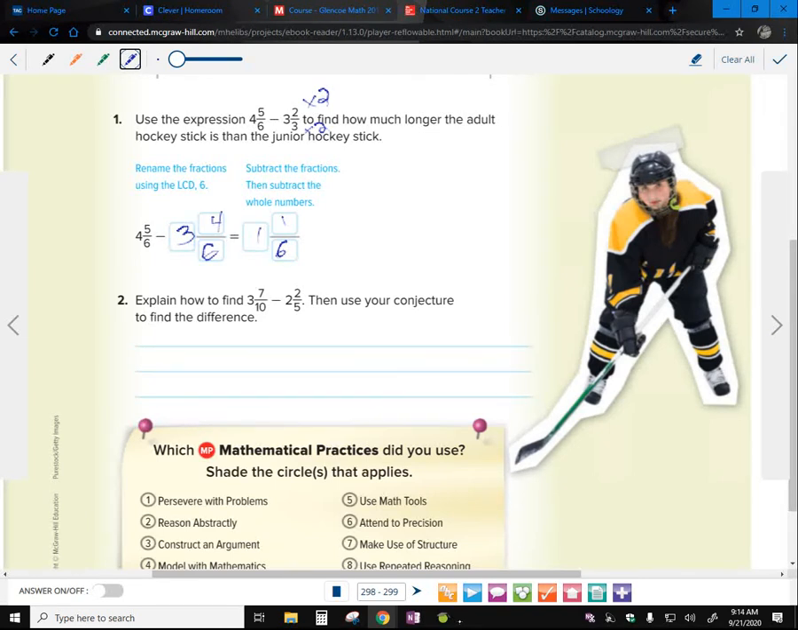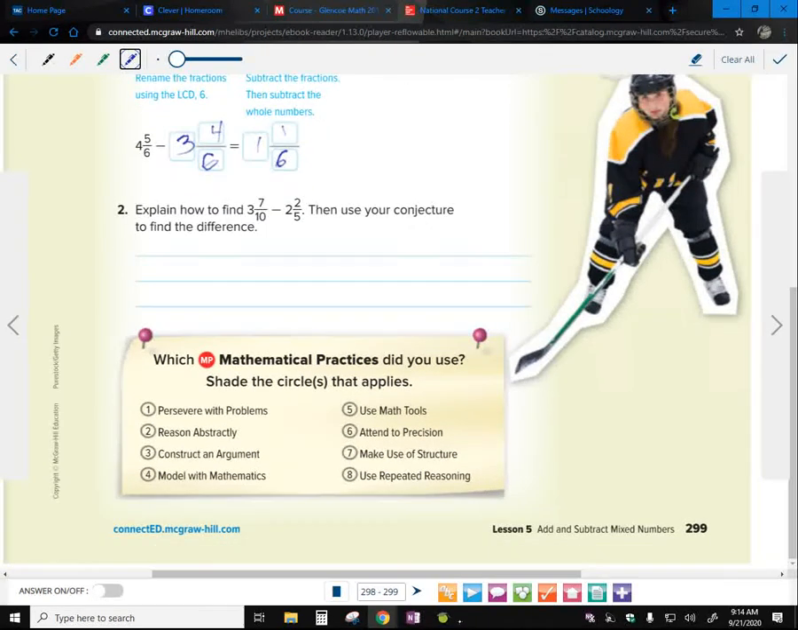Explain how to find 3 7/10 minus 2 2/5. So we're going to find the LCD. We're going to find the LCD of 10. So we multiply that by 2, multiply that by 2. We have 3 7/10 minus 2 4/10. The 2 stays the same.